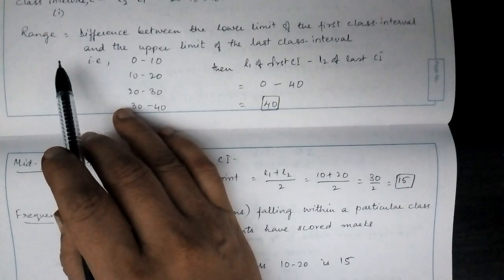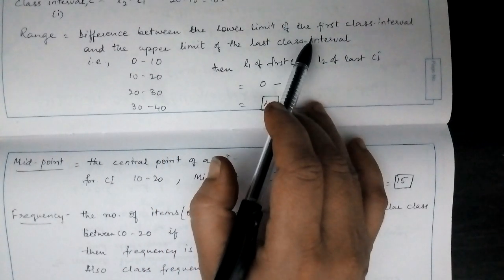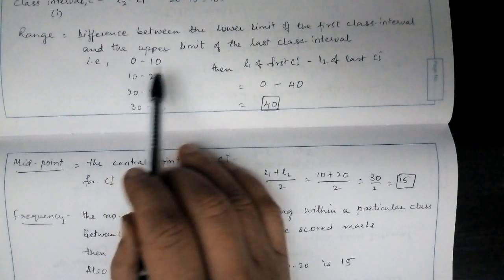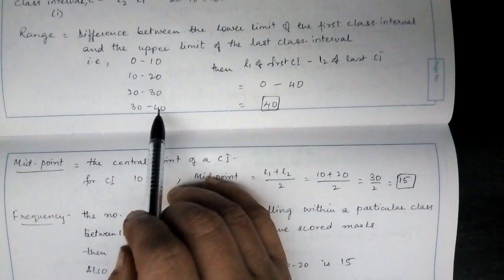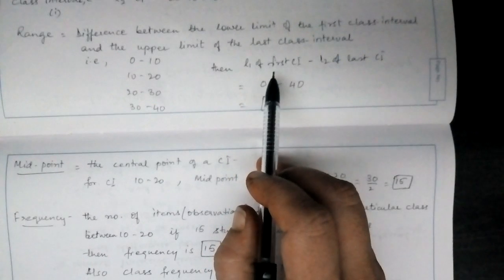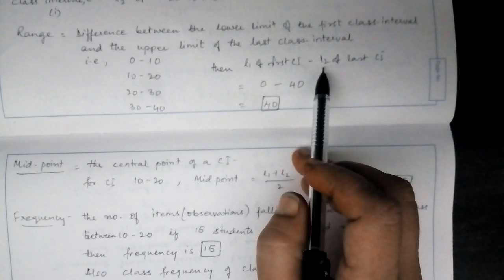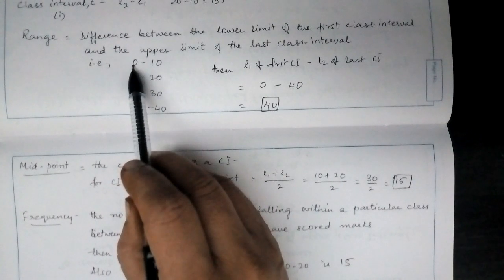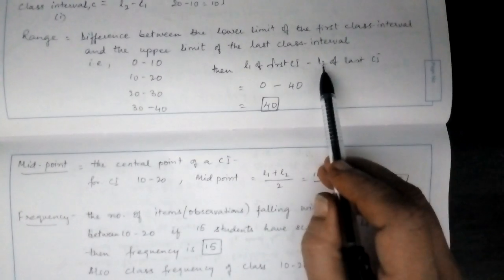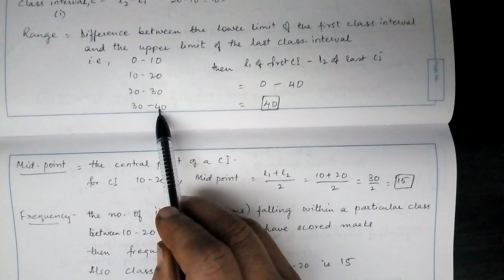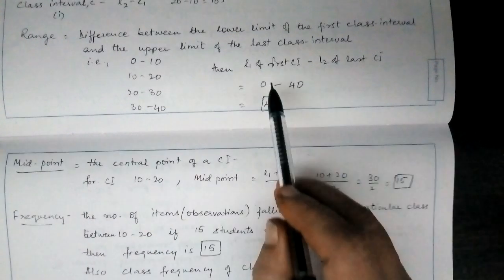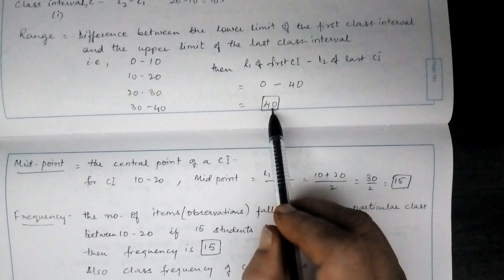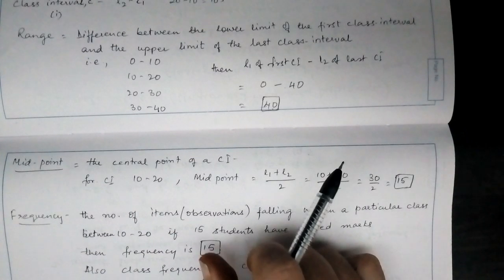Then what is a range? Range is the difference between lower limit of the first class interval and the upper limit of the last class interval. So suppose we have class intervals 0 to 10, 10 to 20, 20 to 30 and 30 to 40. So what is the lower class limit of the first class interval? 0. And what is the upper limit of the last class interval? This is the last class interval, and the upper limit is 40. So 40 minus 0 gives us 40.